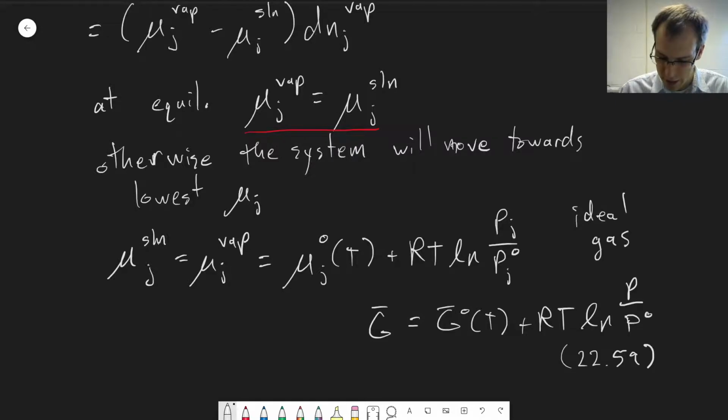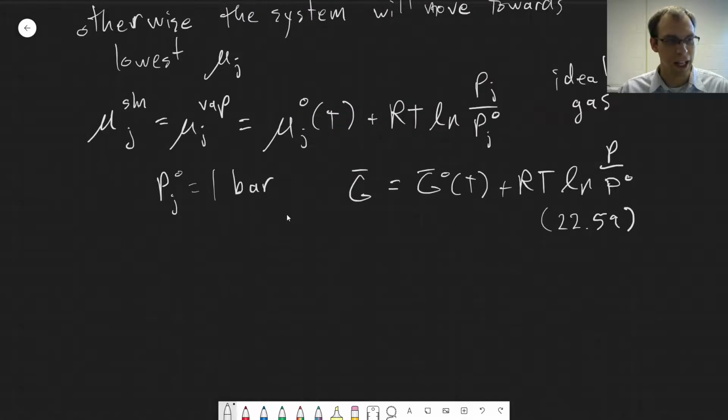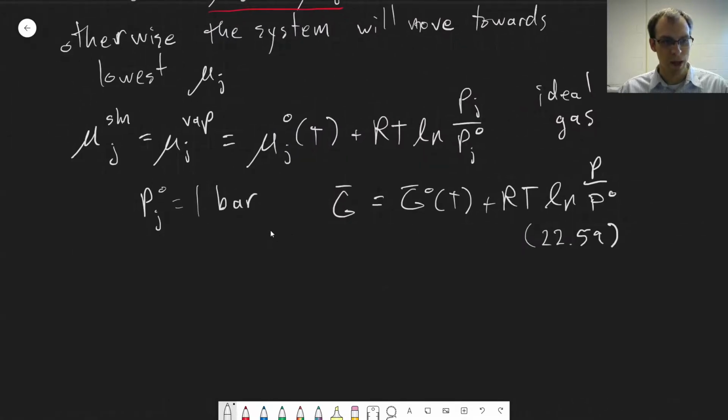And the assumption here is that the vapor behaves according to ideal gas behavior. This is how G changes as a function of pressure. So this is an integral we solved a couple chapters ago. And just as a reminder, what does the naught mean? Pj naught means 1 bar. That's our definition of our standard state. Okay, so that's pretty straightforward. We assume ideal gas behavior. We can write it out this way.